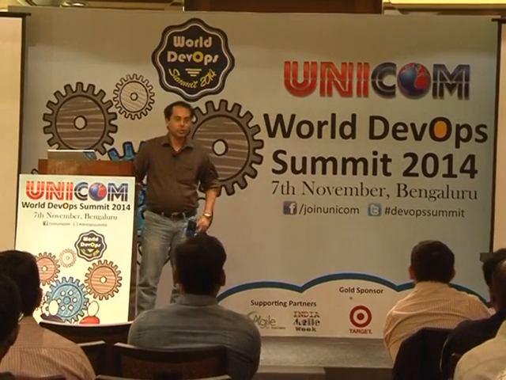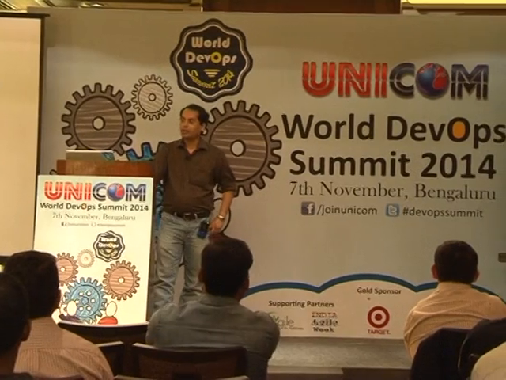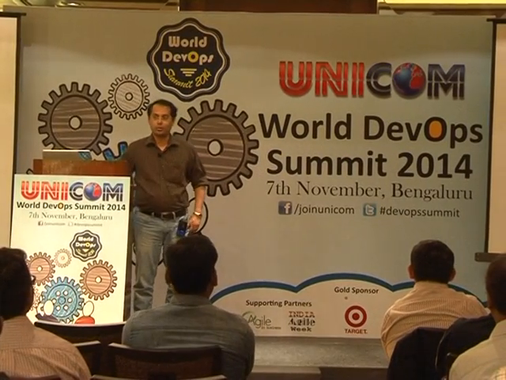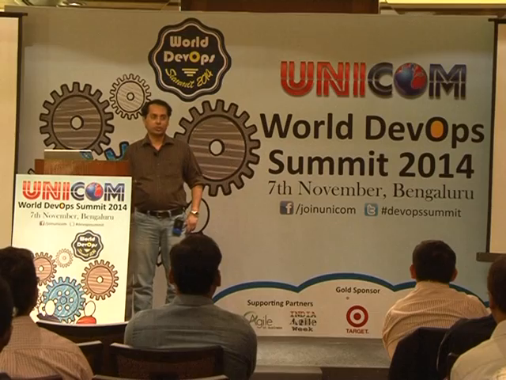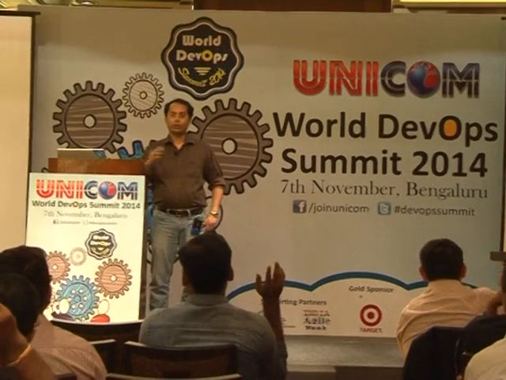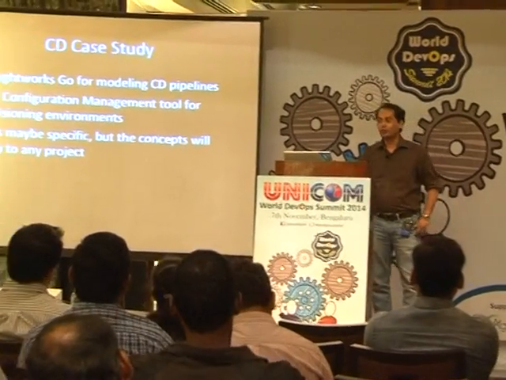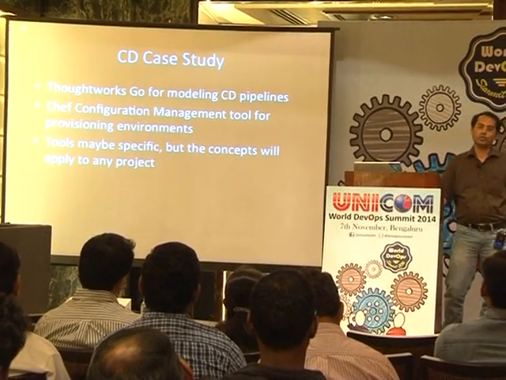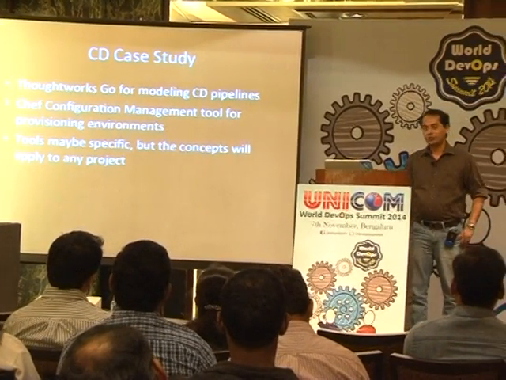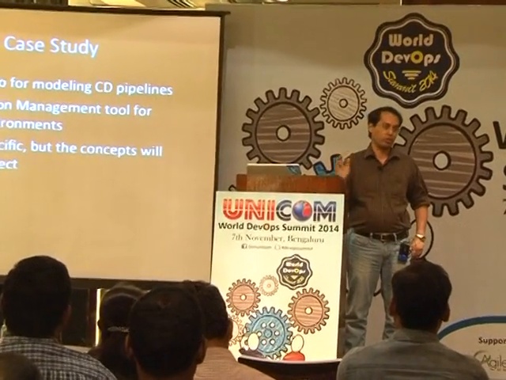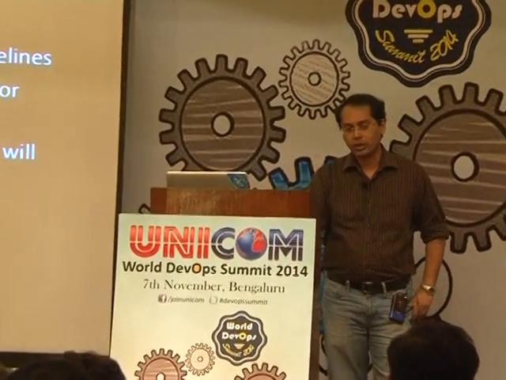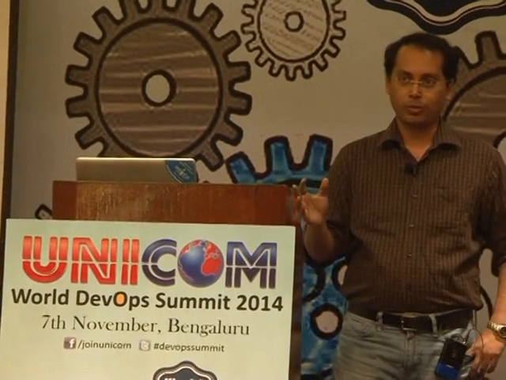Our choice of tools for this project was ThoughtWorks Go and the Chef configuration management framework. How many of you have heard of these tools? Right, quite a few of you. ThoughtWorks Go is a great tool for modeling CD pipelines, continuous delivery pipelines. And Chef is the configuration management framework we used for provisioning our environments. At the same time, this talk is not so much about the tools themselves. You could have used other tools like Jenkins, or maybe you are a Puppet or Ansible person. In this case, we happen to use these two tools, but I hope the concepts are more applicable in general.